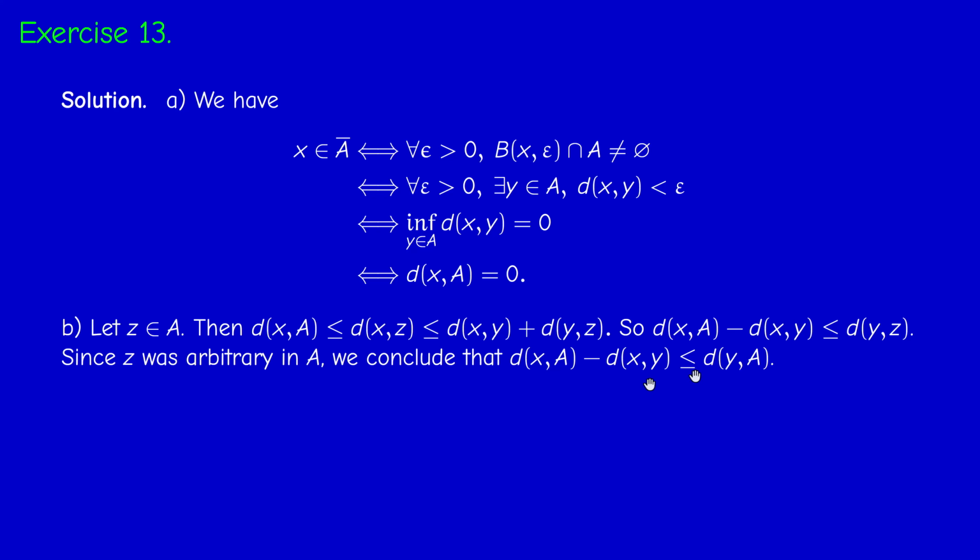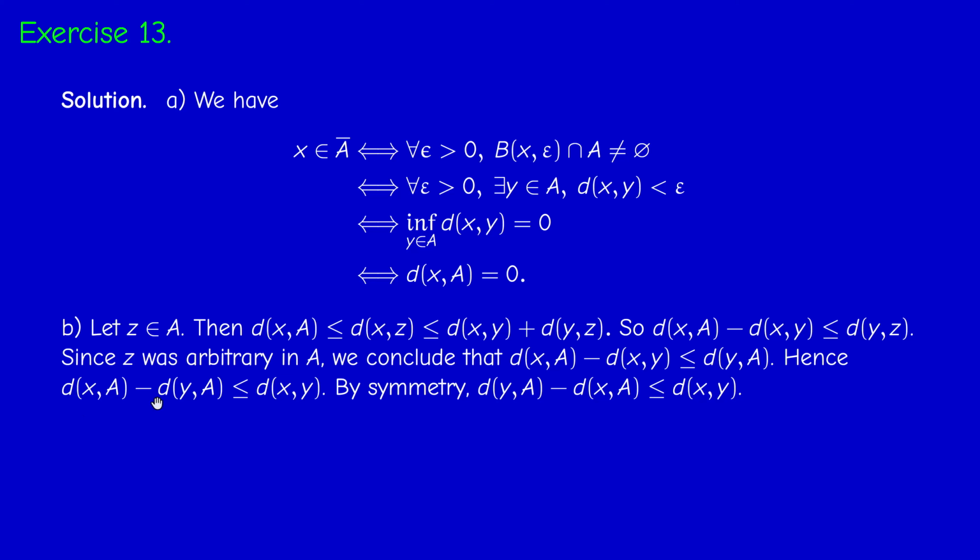So subtracting d(y,A) and adding d(x,y), we get d(x,A) - d(y,A) is less or equal than d(x,y). And now, by symmetry, since x and y are arbitrary, this is true for every x and y. So if I interchange the roles of x and y, I get d(y,A) - d(x,A) less than d(y,x), which is d(x,y). And therefore, the absolute value of the difference is less than d(x,y), because the absolute value is either this or that. And in both cases, it's less than d(x,y). Okay.